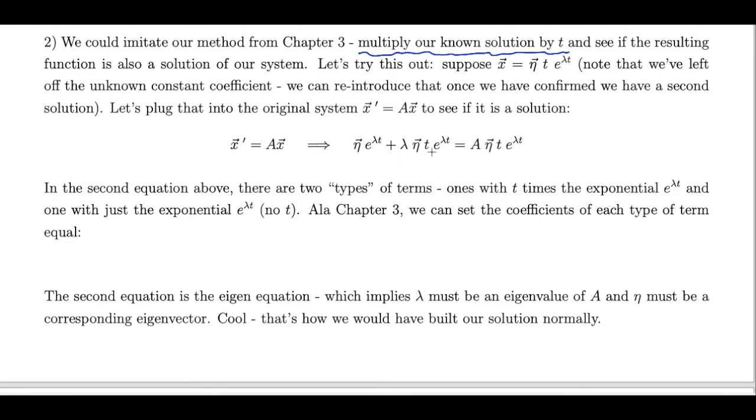Here I've taken the derivative of e to the lambda t, which gives me lambda e to the lambda t. So this is the derivative on the left. This is x prime. And on the right, I just have A times x.